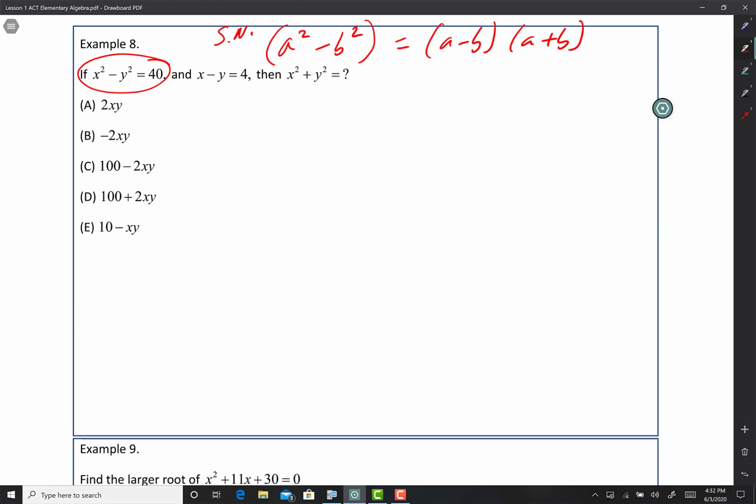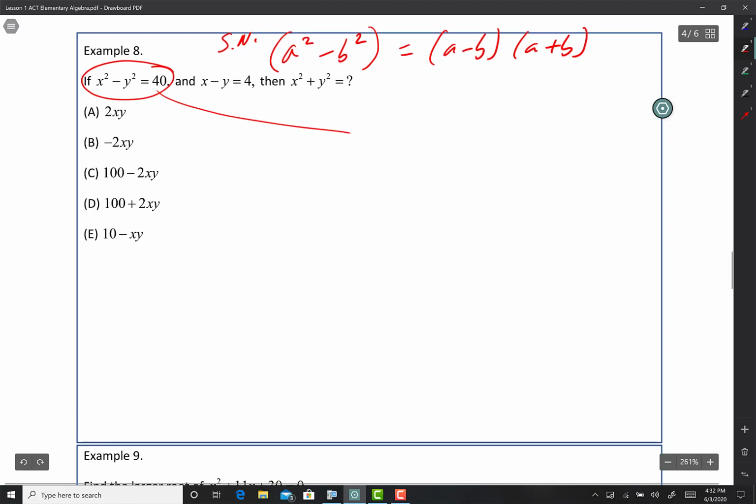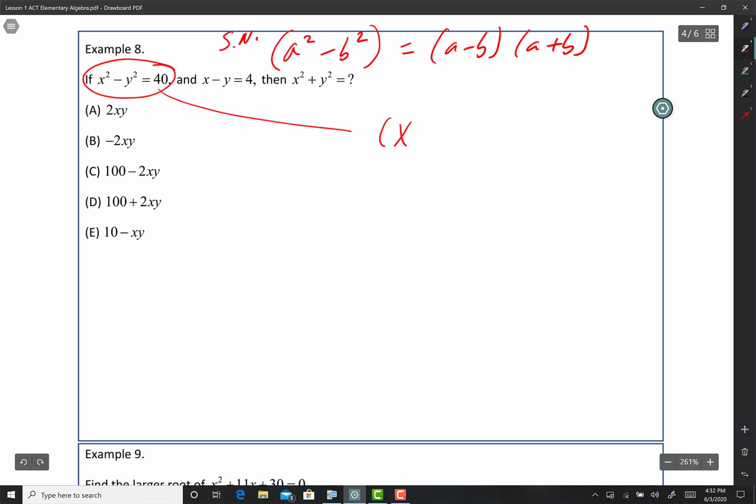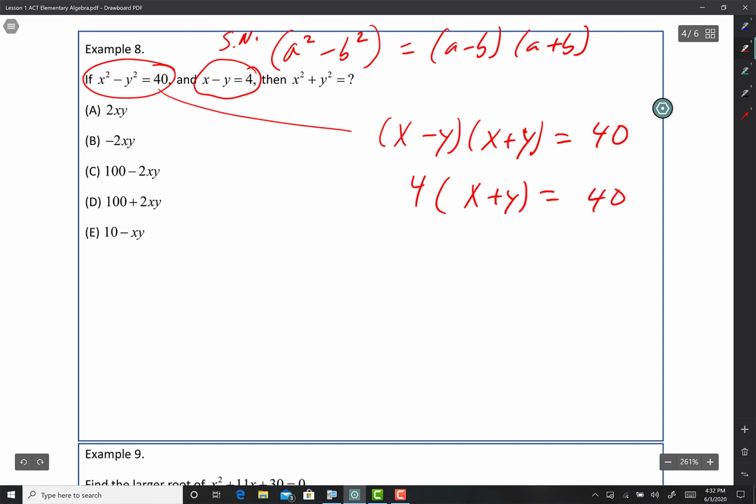So x squared minus y squared equals 40. That's the difference of squares. So I'm going to rewrite that as x minus y, x plus y, and all that equals 40. Now, they already helped me out here. Look what they wrote. They wrote that x minus y is 4. So I can write 4, x plus y equals 40. And then I'm going to divide by 4. So now I have x plus y equals 40 divided by 4 is 10. Now they want to know what x squared plus y squared is.